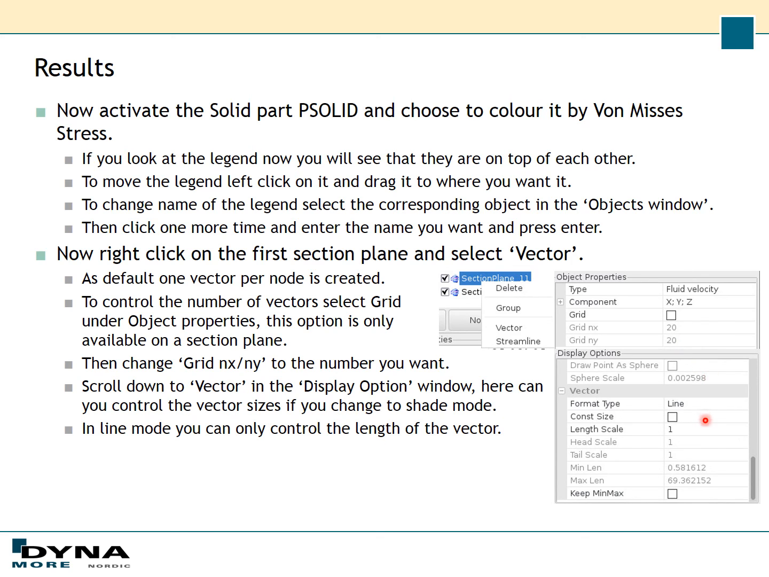And in this display option you can scroll down, and if you use the line mode you can only control the length of the vectors with the length scale here. But if you change to shade mode, you can control the vector size and how big the tail should be of the vector and how big the head arrows should be.